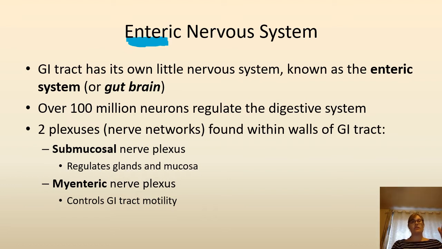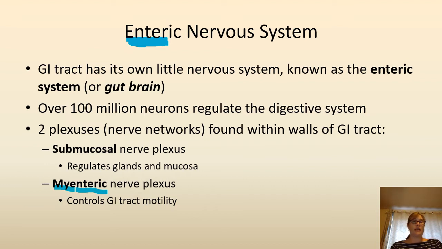So in this case, we have the submucosal nerve plexus, and that is the second layer out that I had mentioned to you. This submucosal nerve plexus regulates the glands in that area, the mucosa in that area. So the submucosal one is going to involve secretions, really. And then the myenteric nerve plexus, remember myo means muscle, and entero means intestine. So this nerve plexus controls the muscles of digestion, the smooth muscle.